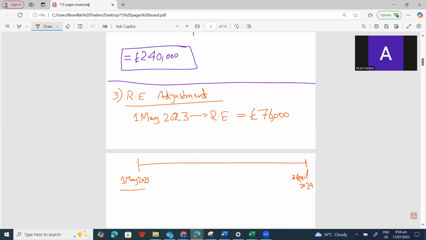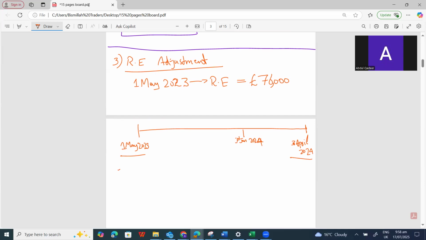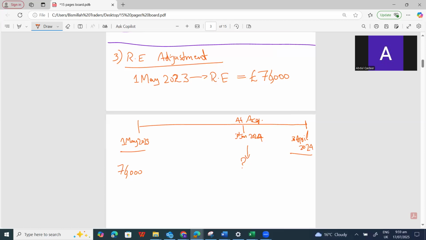This is the start date. This is the year end, when we purchased on 1st January 2024. What retained earning have they given? They have given it at the starting date of the year of Julie Limited, 76,000. And what we need here is the retained earning value at the date of acquisition. Now the next thing is, what is the retained earning at reporting date?